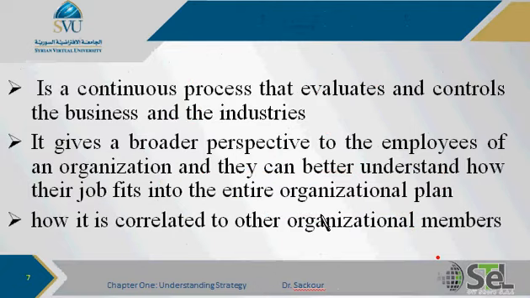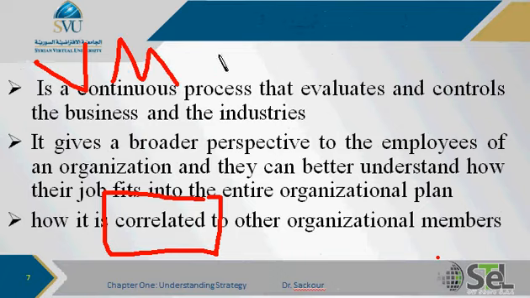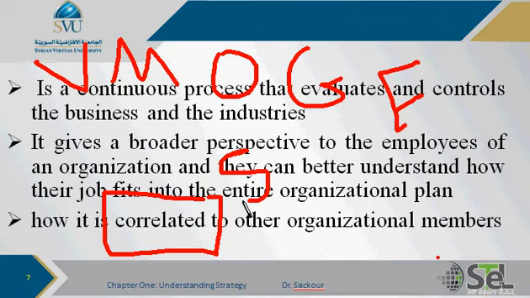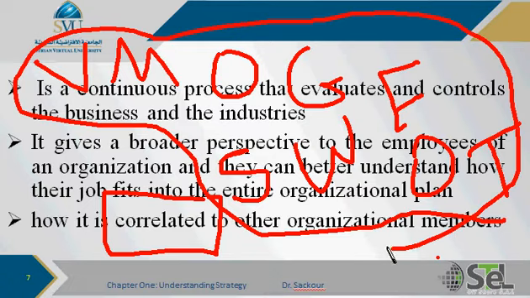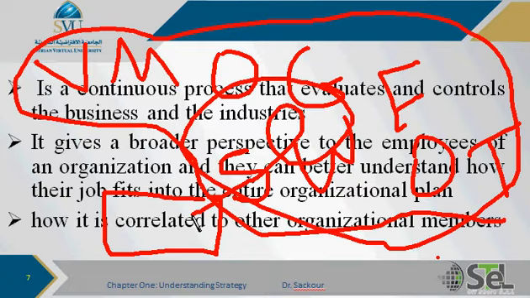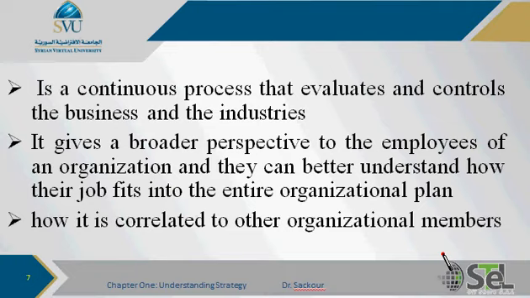An important issue is how all these factors are correlated: your vision, mission, objectives, goals, your future, your strengths, weaknesses, opportunities, and threats, etc. How they are correlated and, let's say, affect your business future and your business life. Okay guys, so far so good? Hope so, inshallah.